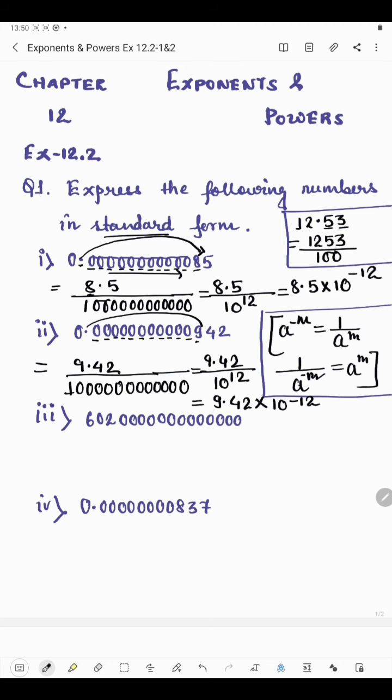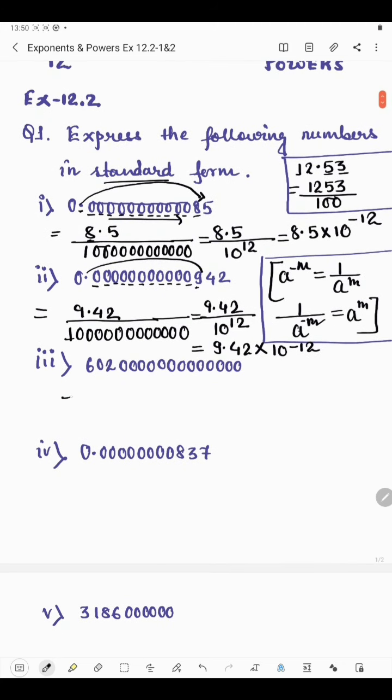Now coming to the third part. In the third part we have no decimal present, right? So if there is no decimal, that means decimal is at the end. Now the first step is we will have to put the decimal in such a way that before decimal there will be only one digit. So it will be 6.02. So before decimal only one digit will be present. Now we'll check how many places decimal is shifted to the left.